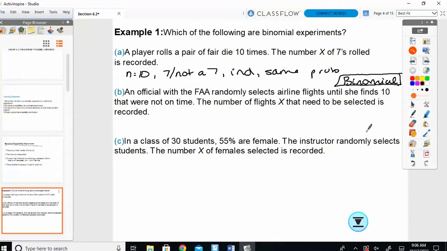What do you think? Is this going to be binomial or not? Because there's a certain number of times until you get to 10. So that could be 250 until you get 10. Exactly. To be a binomial, I have to know before I ever start how many flights am I going to look at. But she doesn't know. She just knows she's going to keep getting flights until she finds 10 that were not on time. So it could be the first 10 flights she looks at, or she may have to look at 20 flights, or 30, or 40, or 200 flights. So this is not binomial because there's not a fixed number of trials.